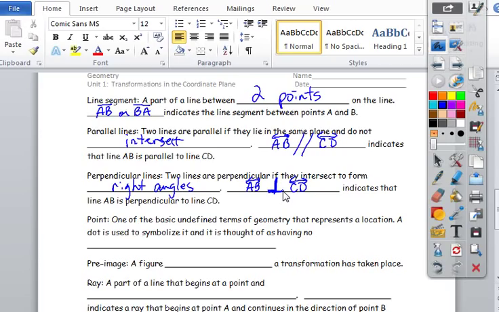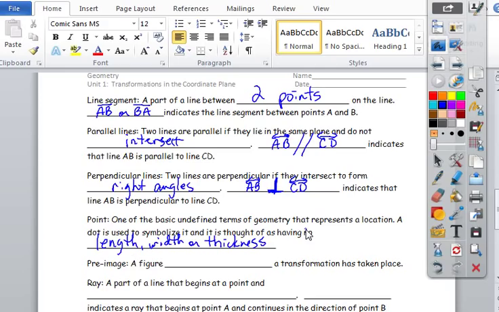Alright, point: one of the basic undefined terms of geometry that represents a location. A dot is used to symbolize it, and it's thought of as having no length, width, or thickness. Now, it says an undefined term. When it says that, it means it doesn't have a "quote unquote" definition, but we can still describe it and talk about it. Kind of like line a minute ago. Point, line, and plane are the three undefined terms, but you can still describe them and talk about what they are.